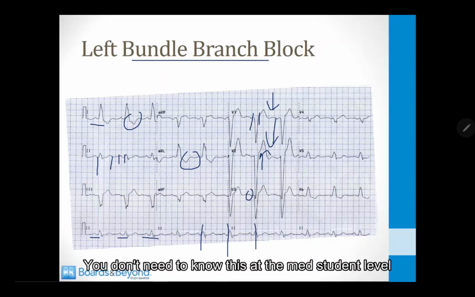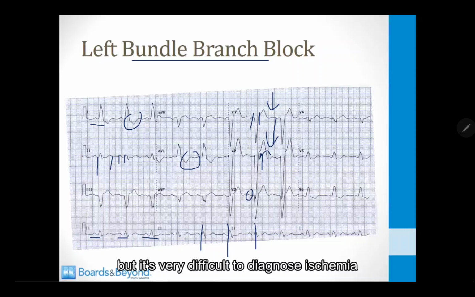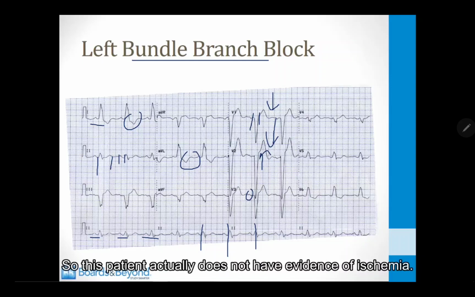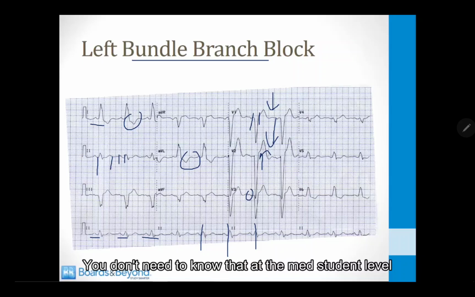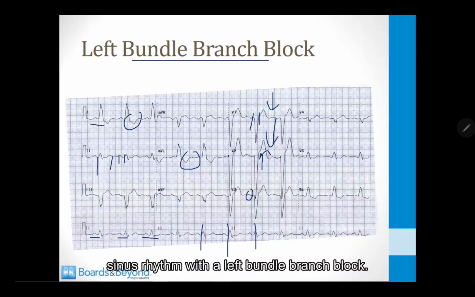You don't need to know this at the med student level, but it's very difficult to diagnose ischemia in the setting of a left bundle branch block because many of the normal findings that go with the left bundle are also findings of ischemia. So this patient actually does not have evidence of ischemia. This patient just has a left bundle branch block. You don't need to know that at the med student level, but you should be able to identify that this ECG shows sinus rhythm with a left bundle branch block.